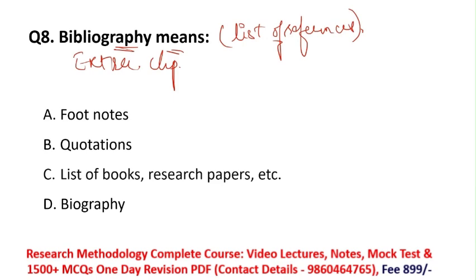So bibliography means a list of books or research papers in which the researcher mentioned the work they did in their research. So here option C is the right answer for this question. Okay, so we'll see the incorrect options also.